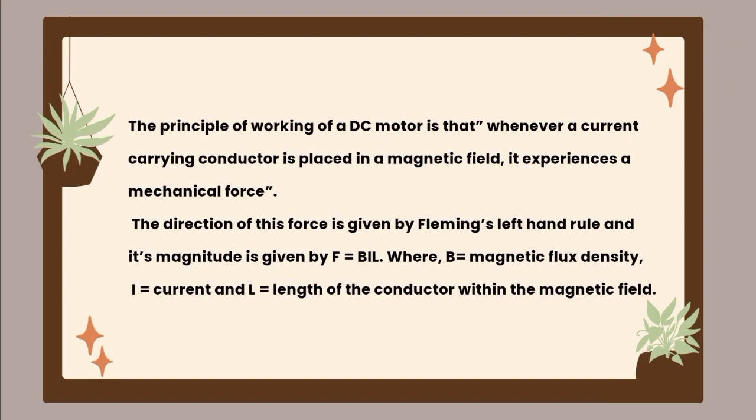DC motor working. The principle of working of a DC motor is that whenever a current-carrying conductor is placed in a magnetic field, it experiences a mechanical force. The direction of this force is given by Fleming's left-hand rule, and its magnitude is given by F equals BIL, where B equals magnetic flux density, I equals current, and L equals length of the conductor within the magnetic field.